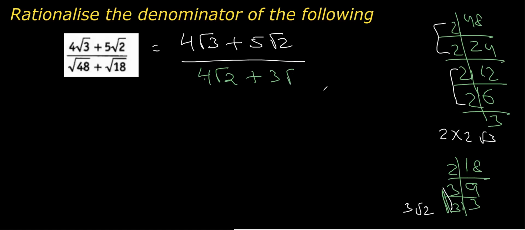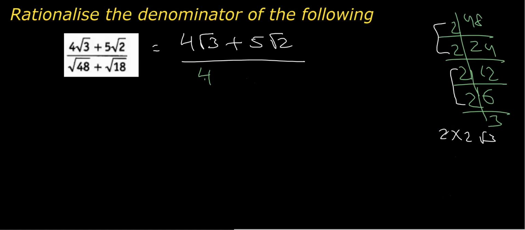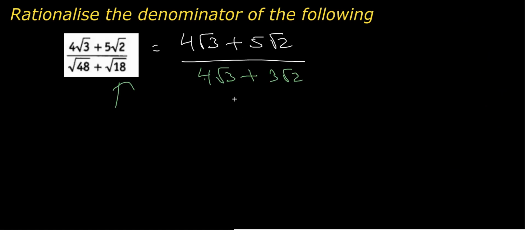Right, we made some mistake here. This was 4 root 3, right, and I wrote 4 root 2. So this is 4 root 3. And this root 18 is actually 3 root 2. Now you see, we have simplified the denominator here. And next what we are going to do is rationalize the denominator.